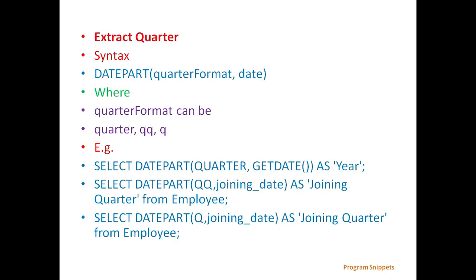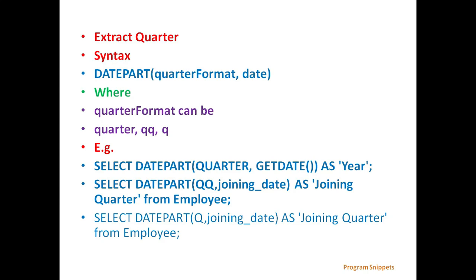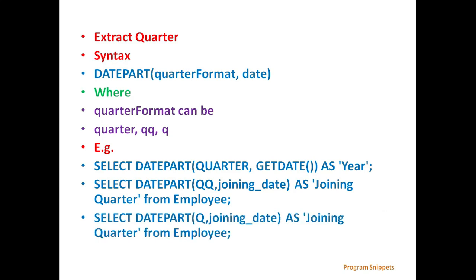Next is extract quarter. General syntax is DATEPART with parameters quarter format and date, where quarter format can be quarter, qq or only q. Quarter format returns the quarter of the year. For example, if we give the query SELECT DATEPART with quarter, GETDATE(), it will display in which quarter the current date is present. We can use the DATEPART function with the table also. So SELECT DATEPART(qq, joining date) will return the quarter of the joining date for all the employees. We can use qq or q also.